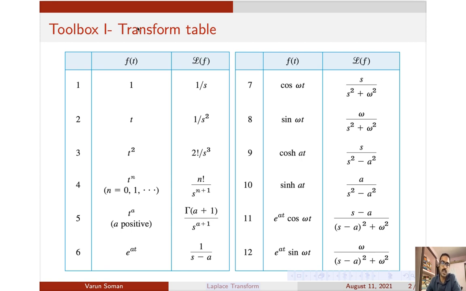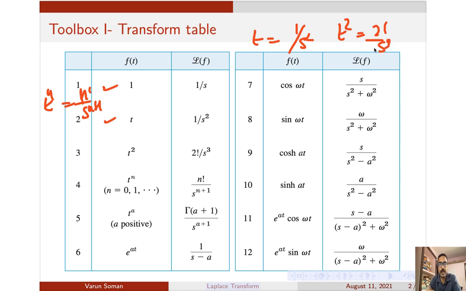The most common functions we'll be using: the transform of a constant is 1 by s, the transform of t is 1 by s square, and the transform of t raised to n is n factorial by s raised to n plus 1. So if it is t, you will have 1 factorial by s square. If it is t square, you will have 2 factorial by s cube, etc. These two things are very important.